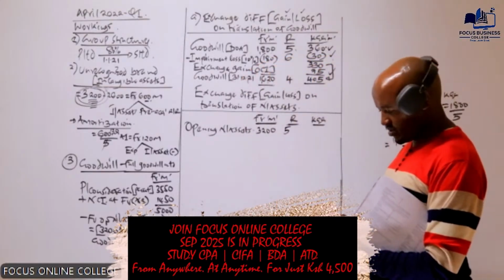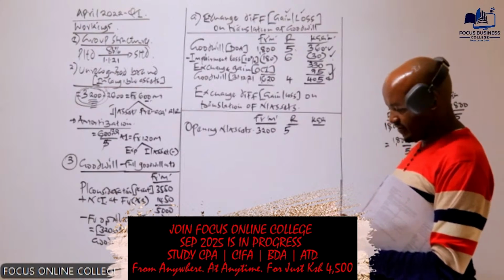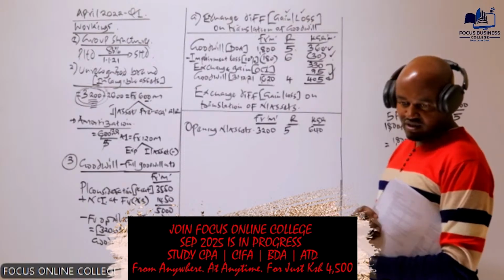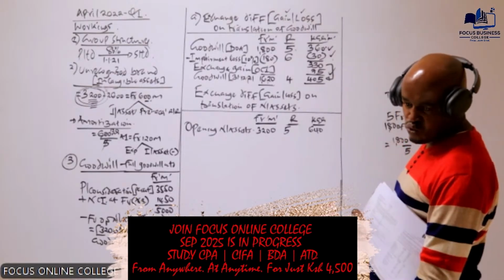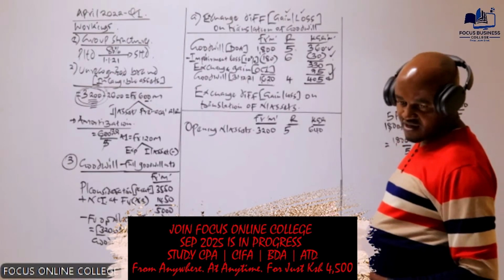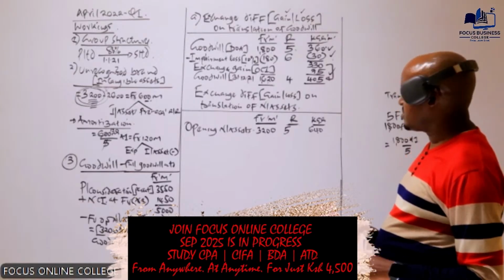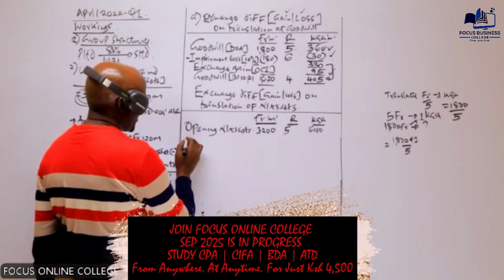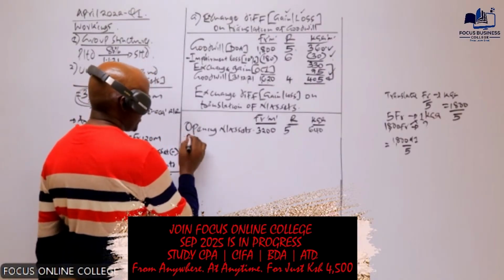That will give us 32 divided by 5, which will give us 6.4. I'm getting 640. Are you getting 640? Yes, 640. Then to this we add the adjusted profit for the year.